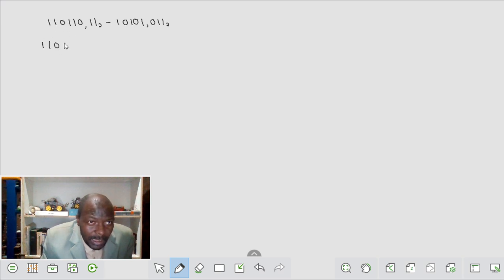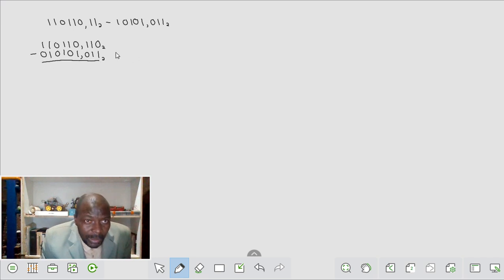1 1 0 1 1 0 comma 1 1. Then the commas, first thing we do, align the commas. The bottom number is 0 1 1, so when I balance, that's going to be a 0 there. Now the rest is 1 0 1 0 and 1. We are actually supposed to subtract that number. So what do we know? We need to balance up the bits.